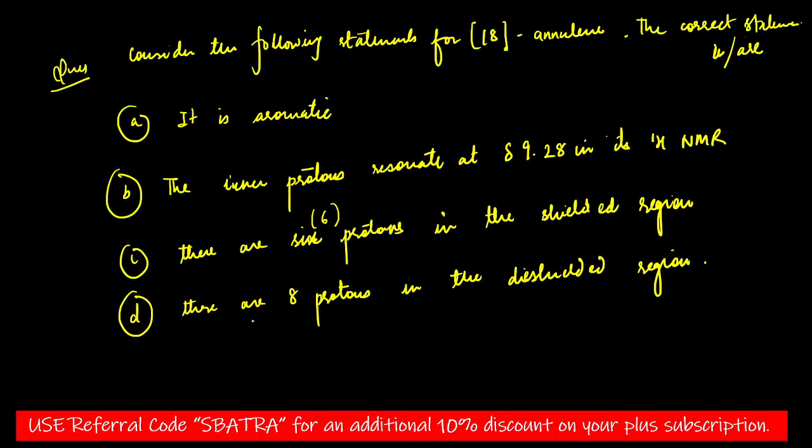So the question says, consider the following statements for 18 annulene. The correct statement is or are. So it could be your MCQ also or MSQ, right? So you have to decide that. First statement is it is aromatic. Second statement is the inner protons resonate at delta 9.28 in 1H NMR. Statement C is there are 6 protons in the shielded region. Statement D is there are 8 protons in the deshielded region.